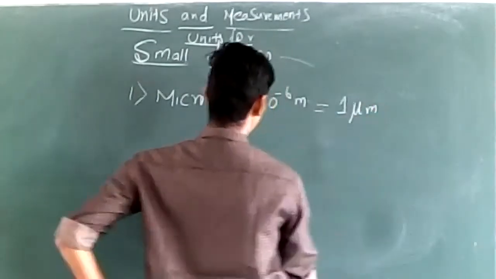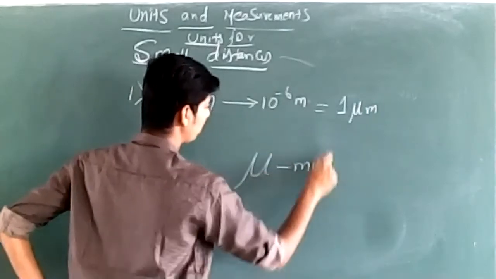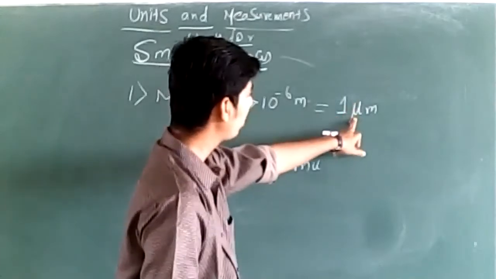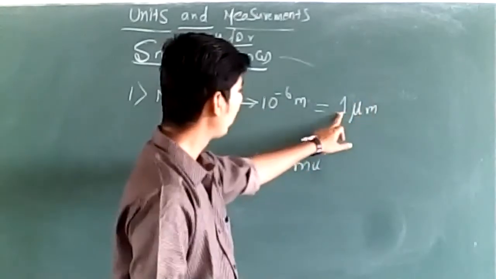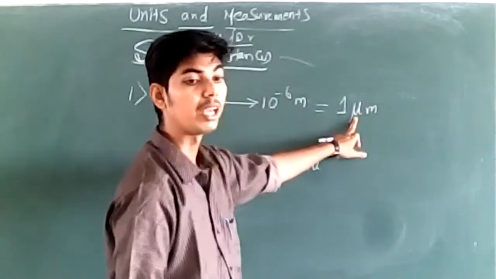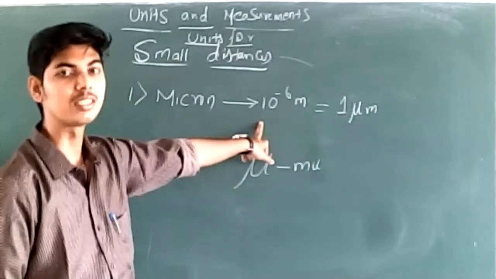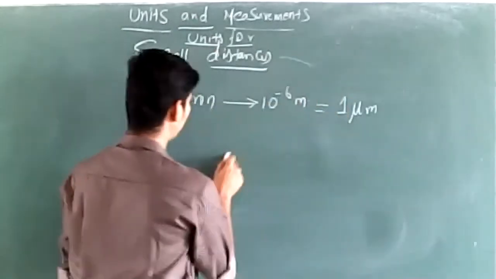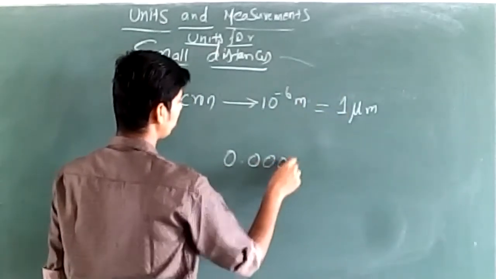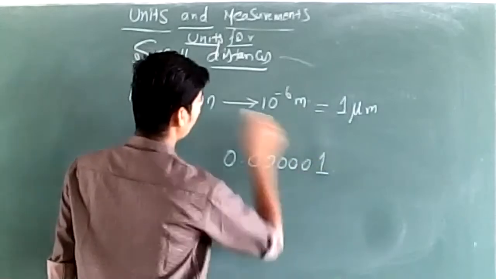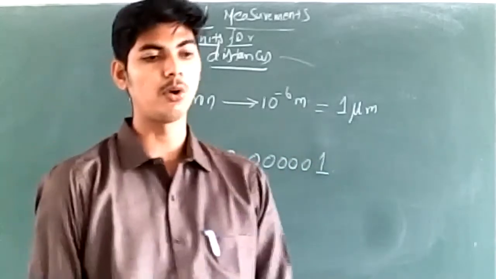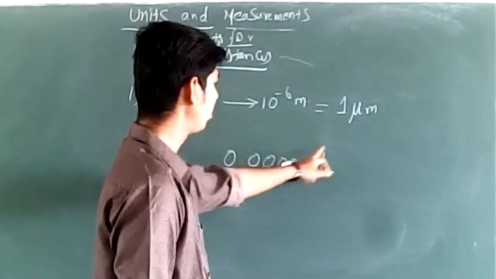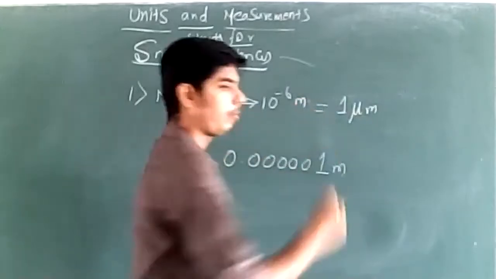You can also write this as 1 micrometer. We call this symbol mu; it should be read as mu. So 1 micrometer, micro means 10 to the power of minus 6. Sir, what is 10 power minus 6? 10 power minus 6 is nothing but 0.000001 meter.